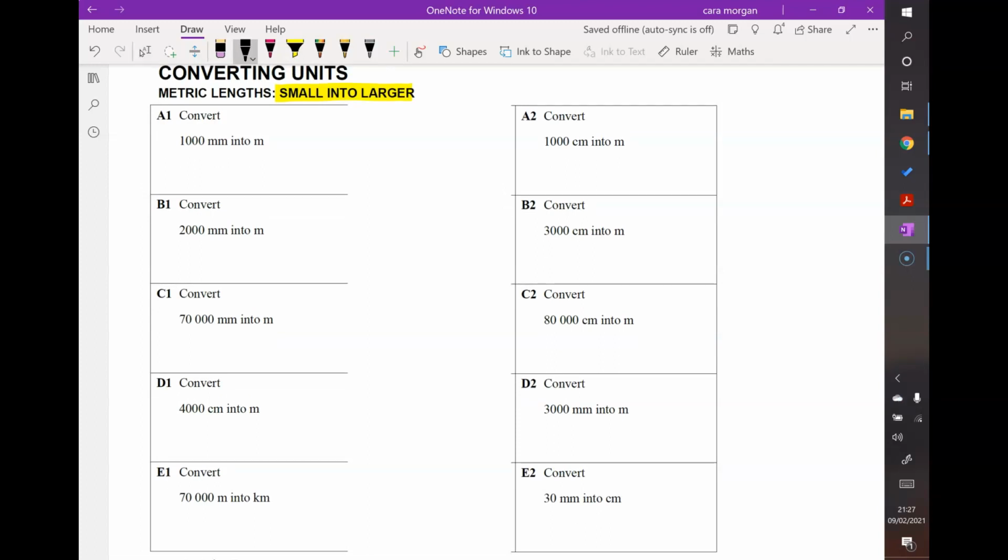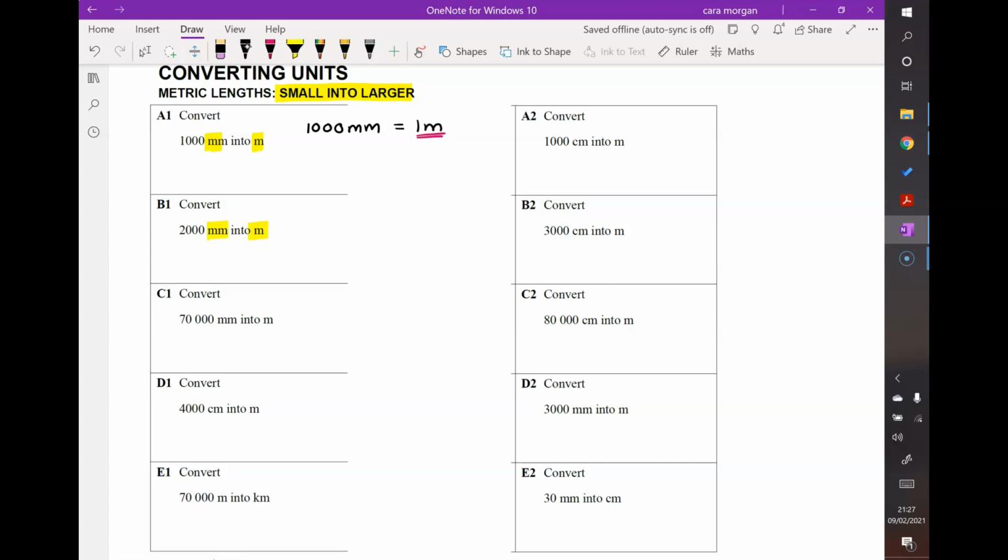Right, so my first one. Now I've got to think about millimetres and metres. Now my really useful fact is that there are 1,000 millimetres in 1 metre. Well, I have my answer in front of me. It's just 1 metre.